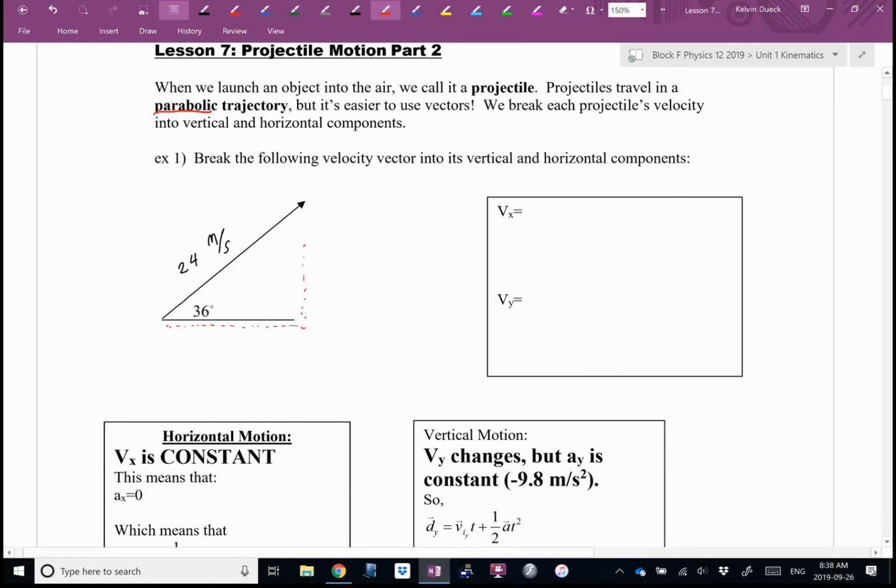And I do this component as a dotted line. I put arrows on the end of each component so that I can realize which way this is actually moving, up and right in this case. I would call this one Vx. I would call this one Vy.